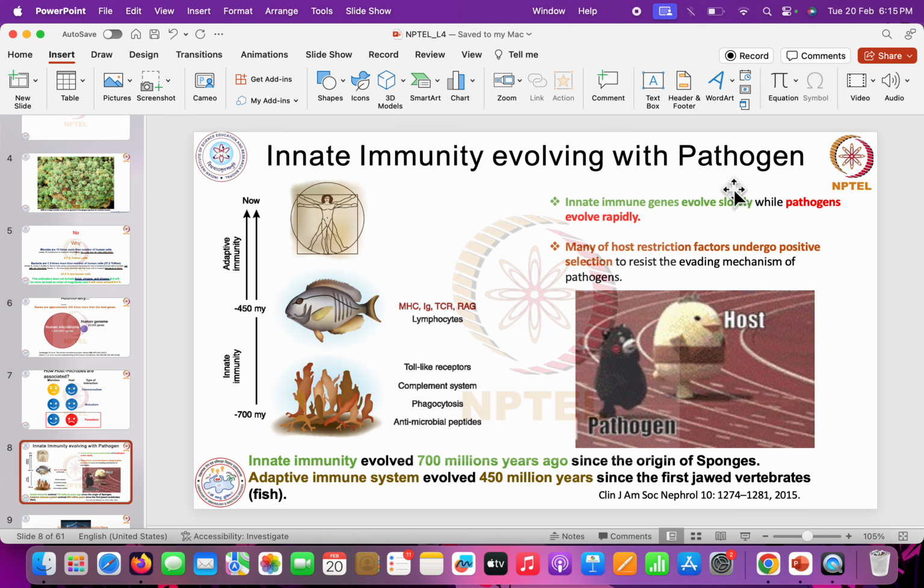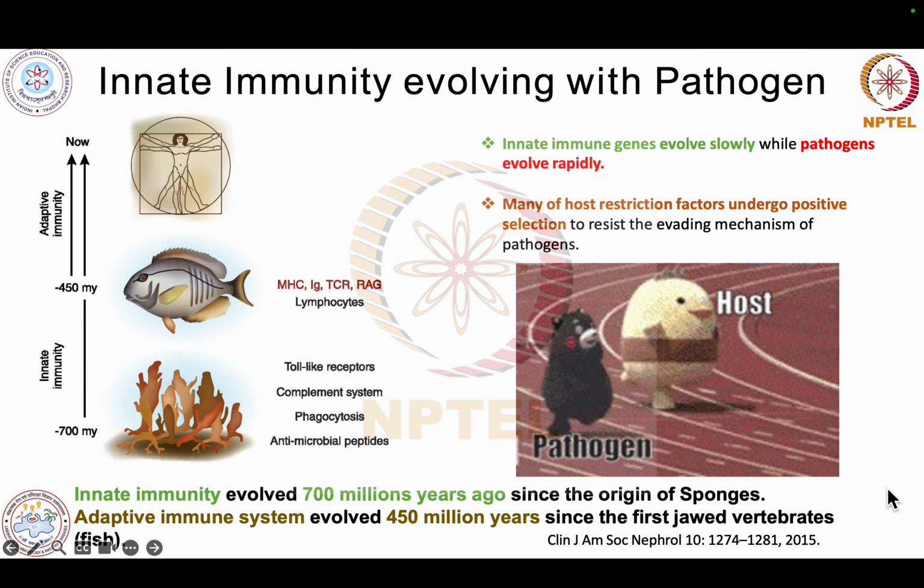Innate immune genes evolve slowly while pathogens evolve rapidly. So many host restriction factors undergo positive selection to resist the evading mechanisms of pathogens. Innate immunity evolved 700 million years ago, since the origin of sponges. The adaptive immune system evolved 450 million years ago, since the first jawed vertebrates.